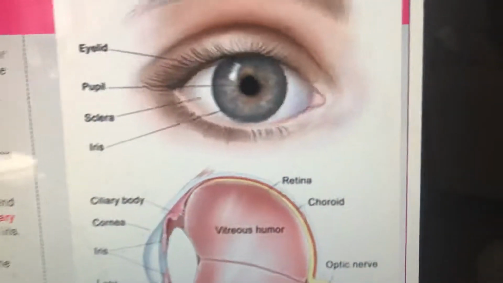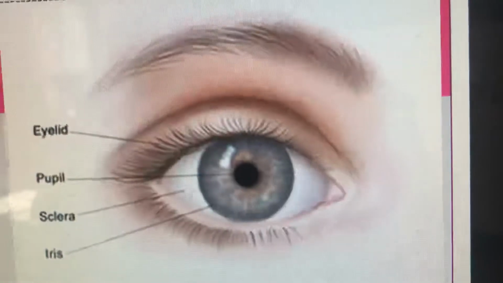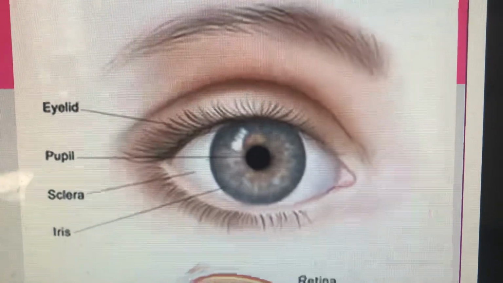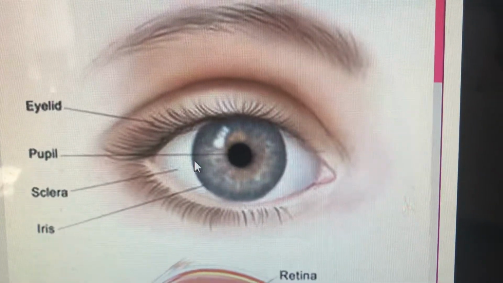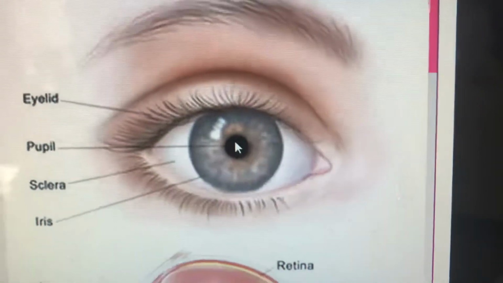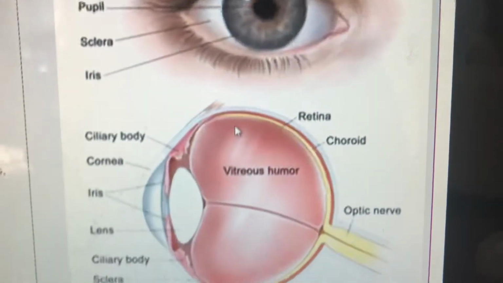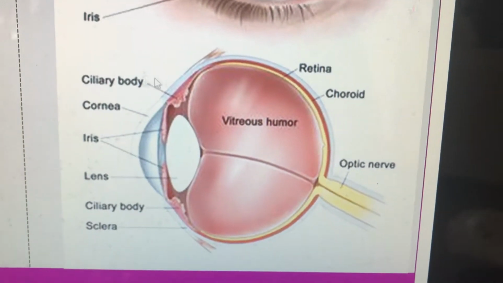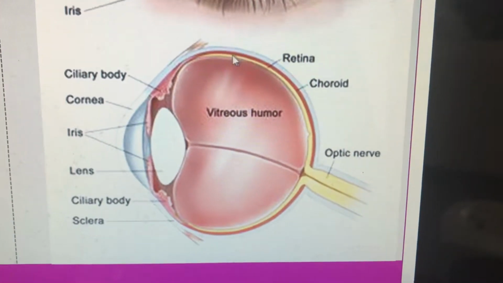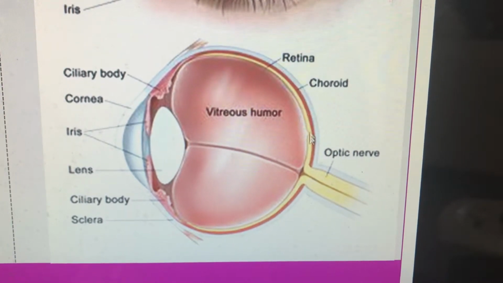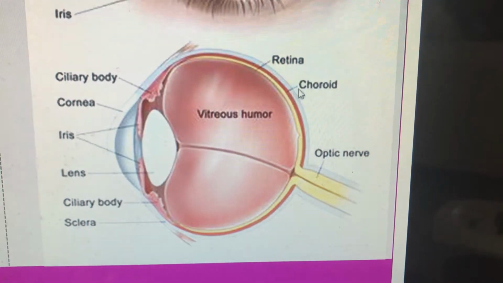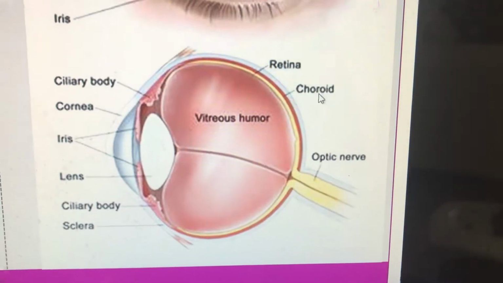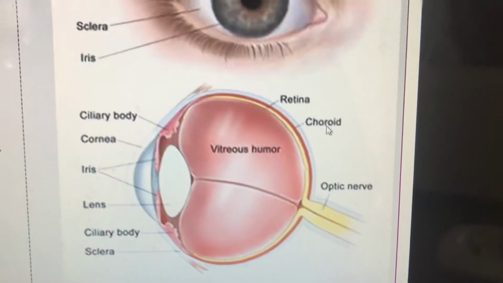So let's take a closer look. You have your sclera here, the white part. You have your iris, and in the middle is your pupil. Okay, here's another picture here. So you see those outer lining. You have that inner lining, the middle layer, that's your choroid here. Okay.